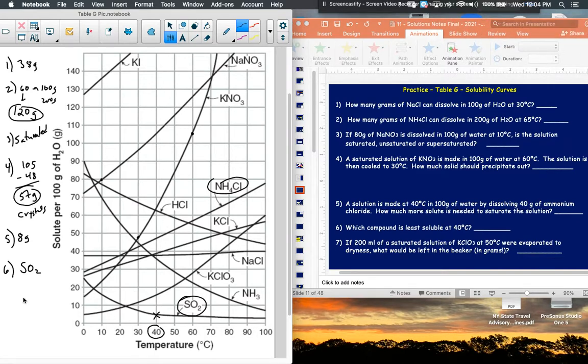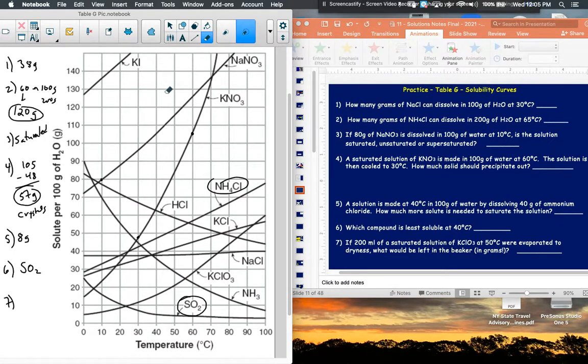Okay, and let's see, number 7. If 200 milliliters of a saturated solution at 50 Celsius were evaporated to dryness, what would be left in the beaker? Again, that just means that we're going to evaporate all the water and leave the solute behind. So we're in 200 mils of water though, so we're double the graph. Let's just find out what you would get in the graph. It was 100, right?